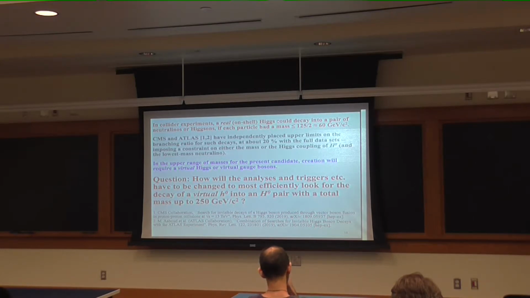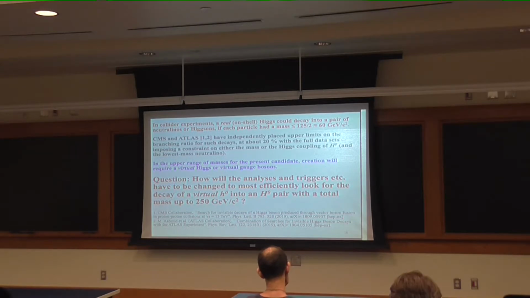This is for a real Higgs boson. A real Higgs boson can only decay into a pair of particles that have masses roughly less than or equal to 60 GeV because the Higgs has a mass of 125 GeV. If you go to the frame of the real Higgs boson, in that frame the Higgs boson is at rest, and so the particles that are emitted in that frame have to have masses less than or equal to 60 GeV.